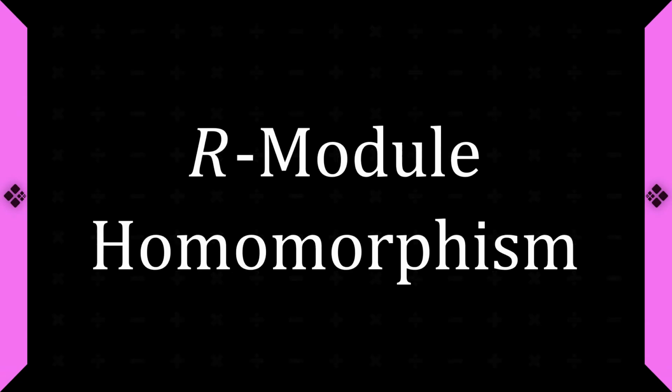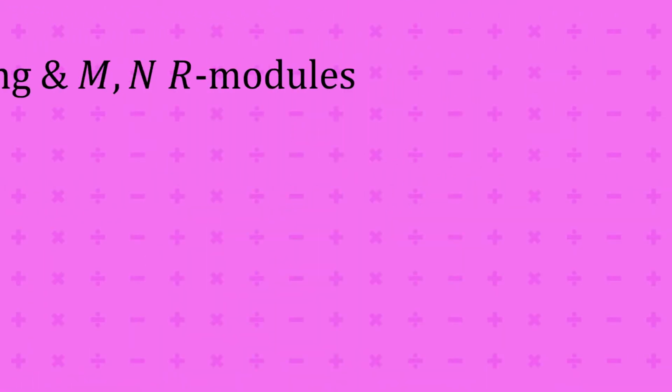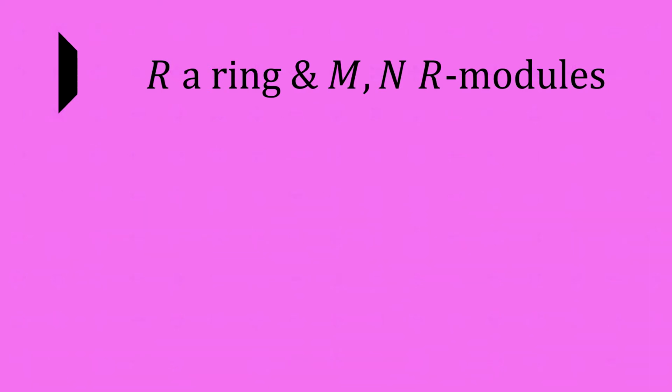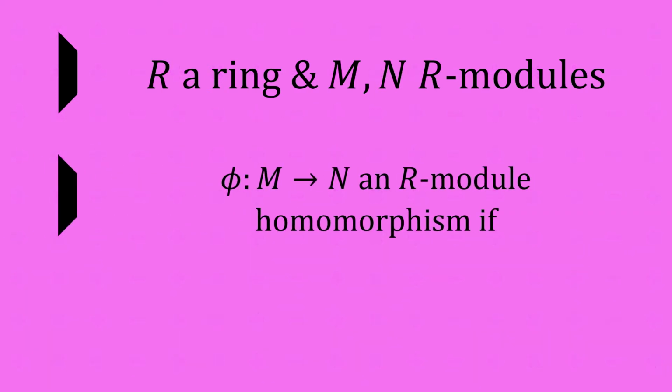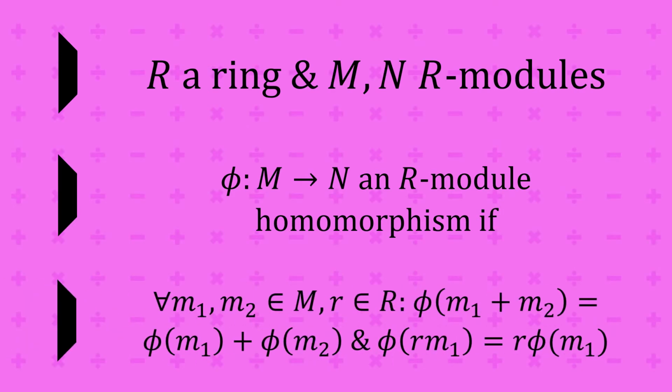Now we're going to move on to defining an R module homomorphism. Let R be a ring and let M and N be R modules. A map phi from M to N is an R module homomorphism if for all m1 and m2 in M and r in R, we have that phi of m1 plus m2 is equal to phi of m1 plus phi of m2, and phi of r m1 is equal to r times phi of m1.